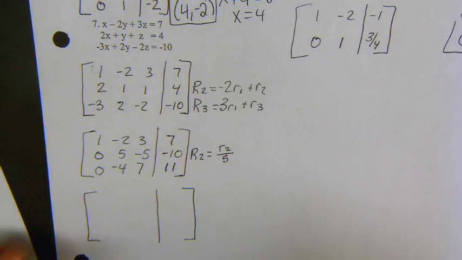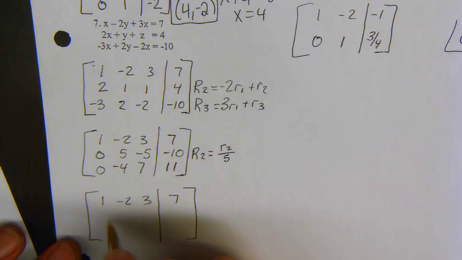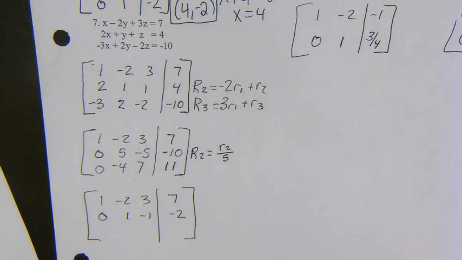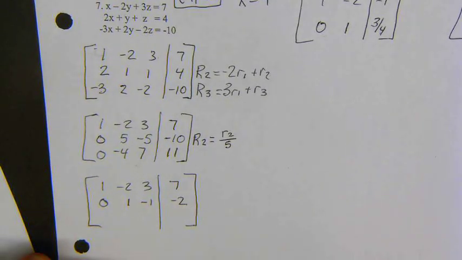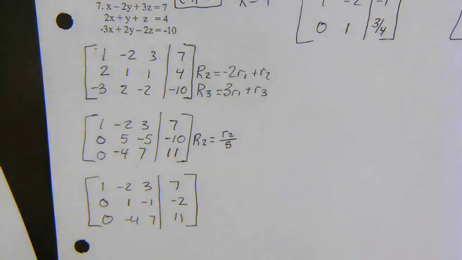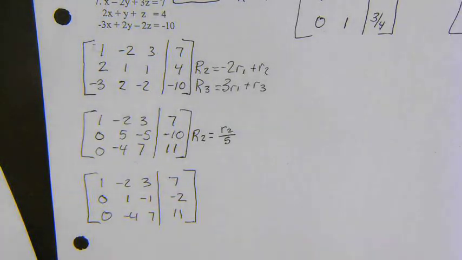Okay, so I've got 1, -2, 3, and 7. I've got 0, 1, -1, -2. And then 0, -4, 7, and 11. All right. So next, after you make row 2, column 2 a 1, then you have to make zeros below it.